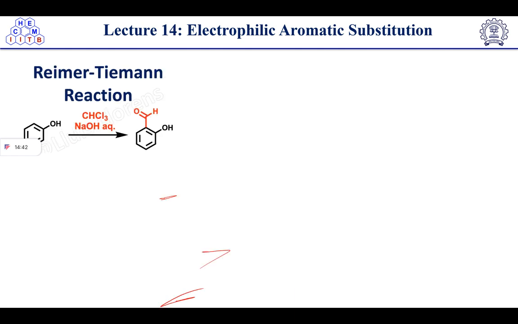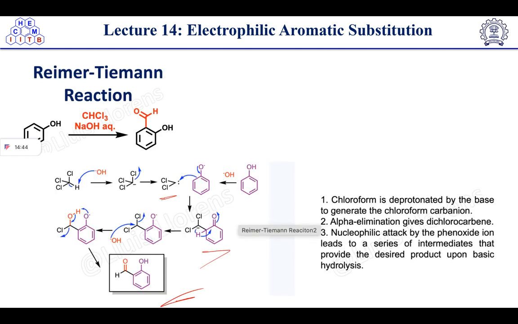The next one is the Reimer-Tiemann reaction. In the Reimer-Tiemann reaction, chloroform is used in the presence of base. So what happened first? The chloroform proton is abstracted by base to form the CCl3 minus anion. After this one, Cl is also leaving to make a carbene. So Cl minus is knocked out with the electron pair, and that's why carbene formation will take place.